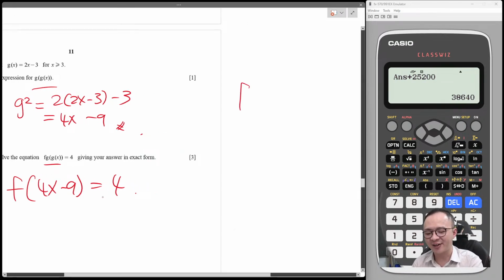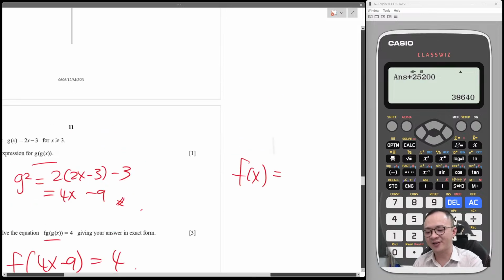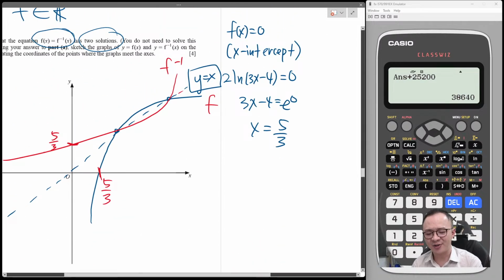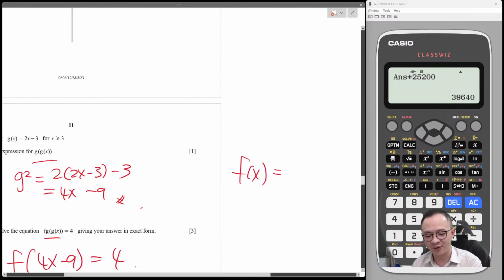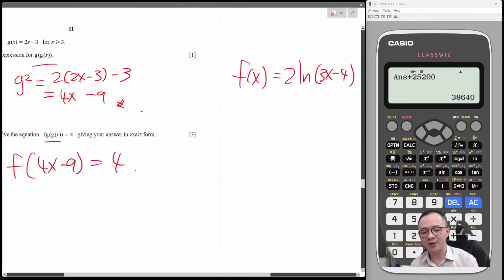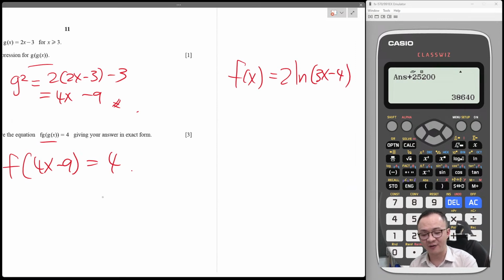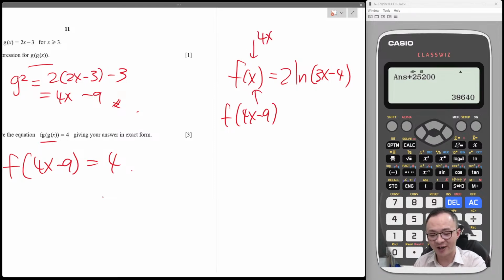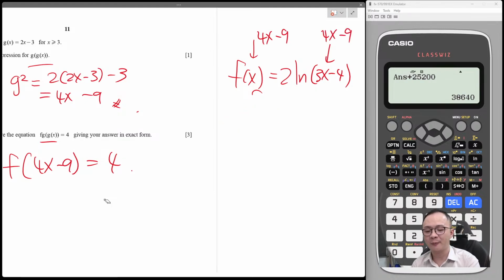But what is my fx again? My fx, oh my god. My fx is 2 ln (3x minus 4). Okay, so I want to sub the 4x minus 9 into it. So you just imagine my x becomes 4x minus 9. My x will become 4x minus 9.